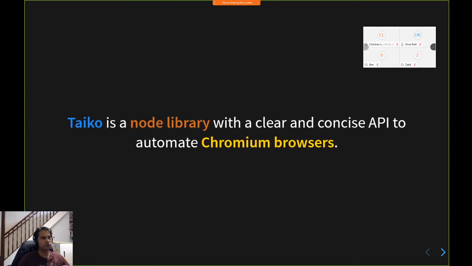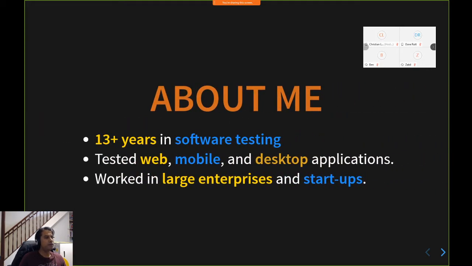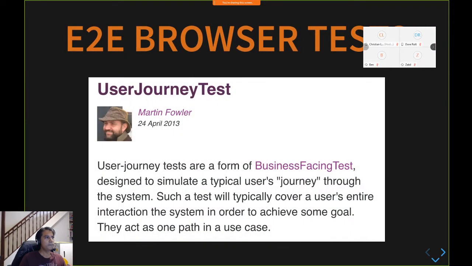I just want to give a brief introduction before we delve into the detail. So, it's just a simple Node.js library, with a clear and concise API to automate Chromium browsers. In short, that's what it is. About me, I've worked for about 13 years in software testing, tested web, mobile, desktop applications, and worked in large enterprises and startups. So yeah, Taiko actually focuses on end-to-end browser tests.